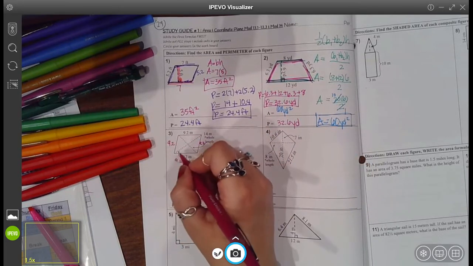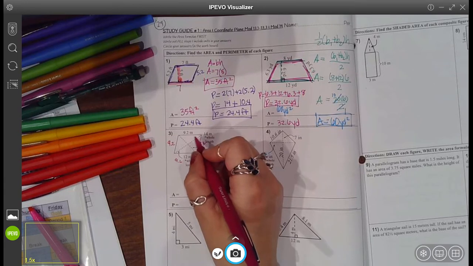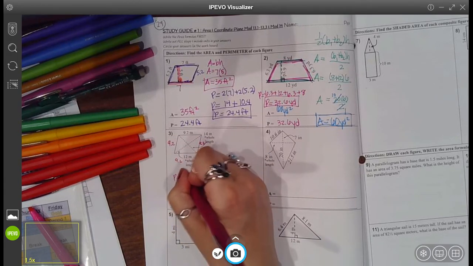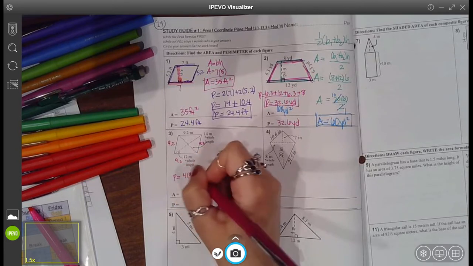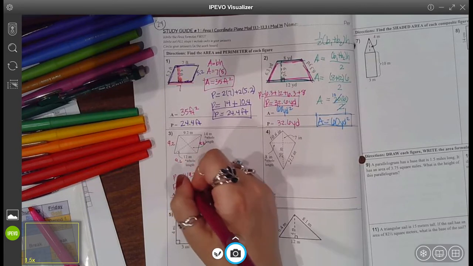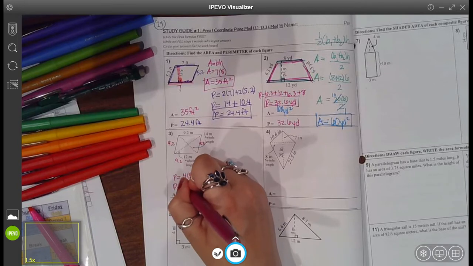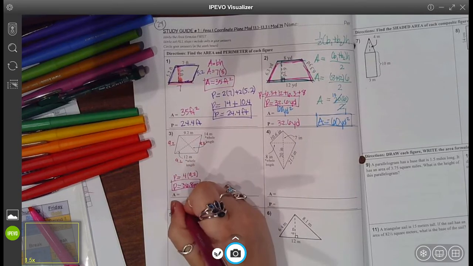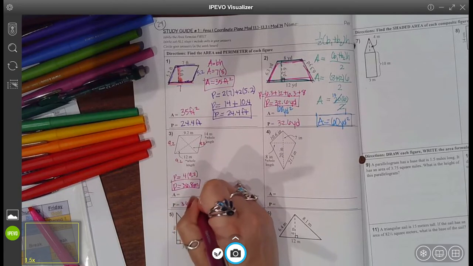So you could go 9.2 plus 9.2 plus 9.2 plus 9.2, but what's a smarter way? You're adding 9.2 4 times. So you could go 4 times 9.2. Type that into your calculator and you get 36.8, and we were dealing with meters. So my perimeter is 36.8 meters.